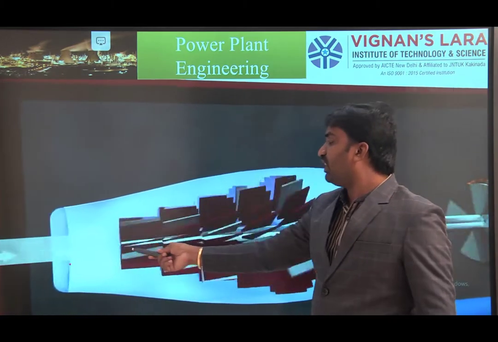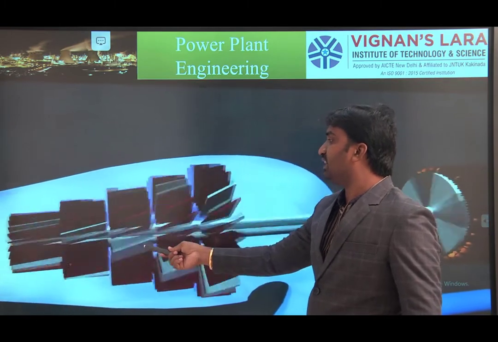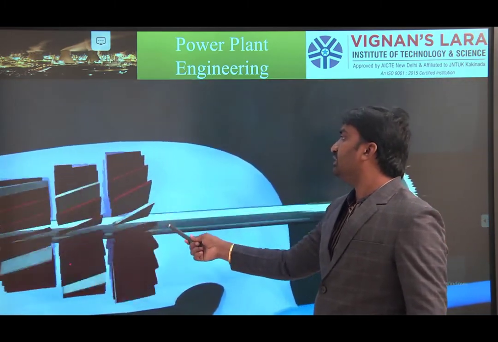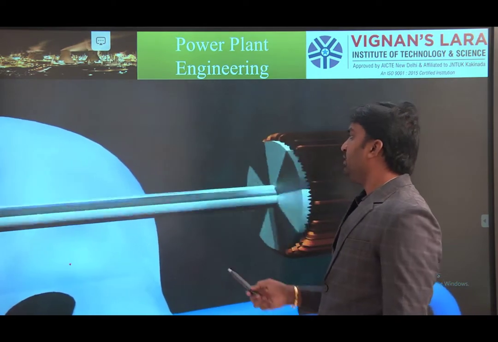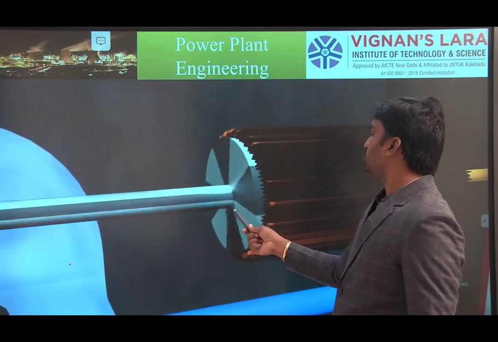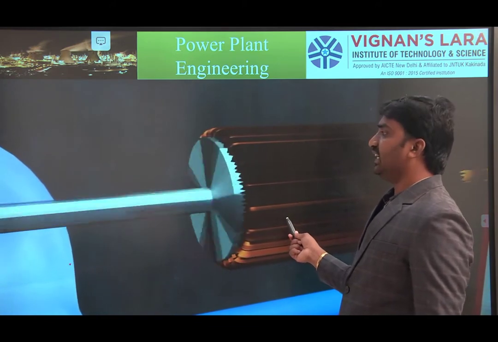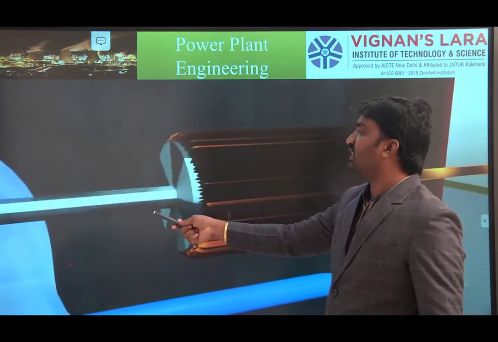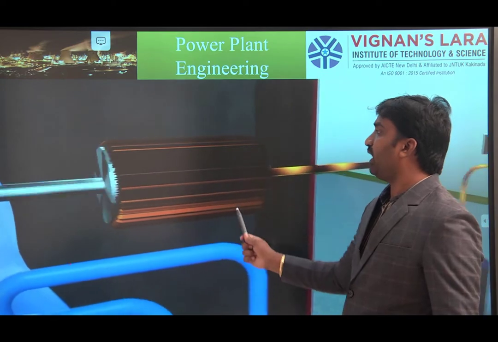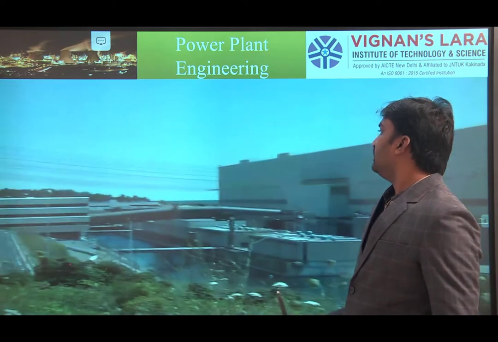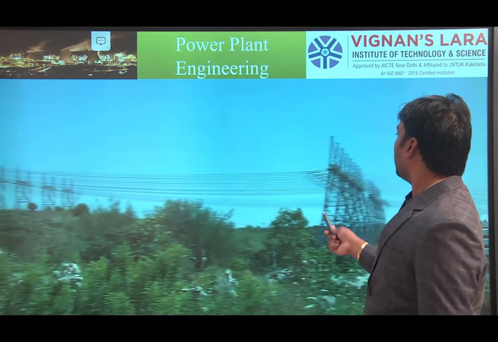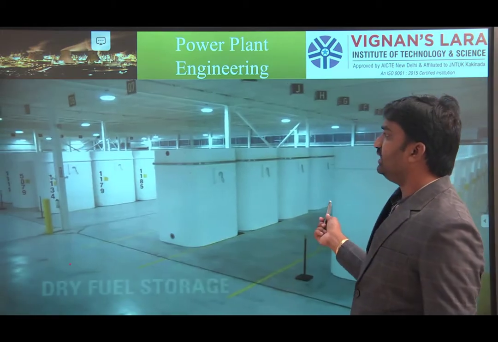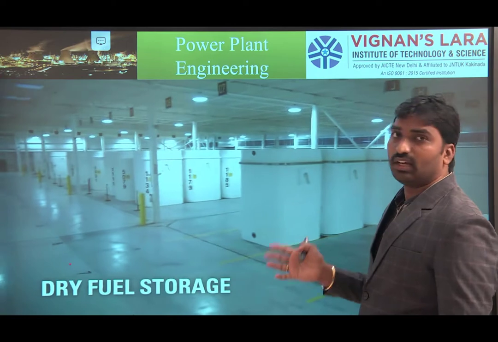The steam is moving, which means kinetic energy. That kinetic energy is converted into mechanical energy by the turbine, and it is connected to a shaft, through the shaft to an electrical generator. So the shaft transfers the energy from one point to another point. In this generator, the electricity is generated. Okay. After the electricity generation, that electricity is transferred to the load centers.